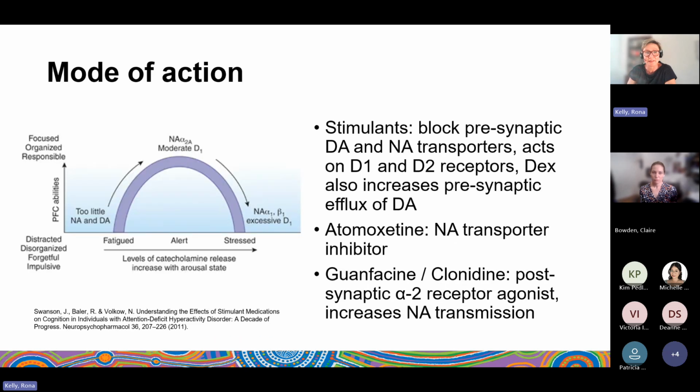There's also an upside down U-shaped curve for effectiveness, and so an optimal dose does need to be found. And so what I say to families again when we start medicine is that we're going for the lowest dose that gives the best effect with the fewest side effects. Again, on the right-hand side of the slide, I've popped some more ways that the medicines work. But again, it really is all around the movement of dopamine and noradrenaline.